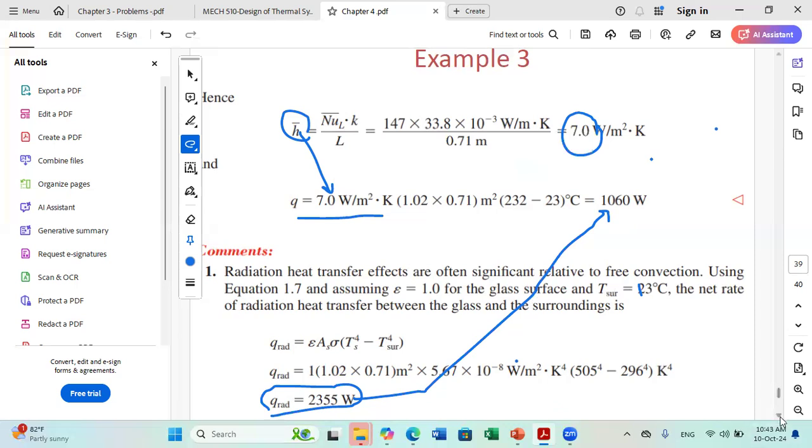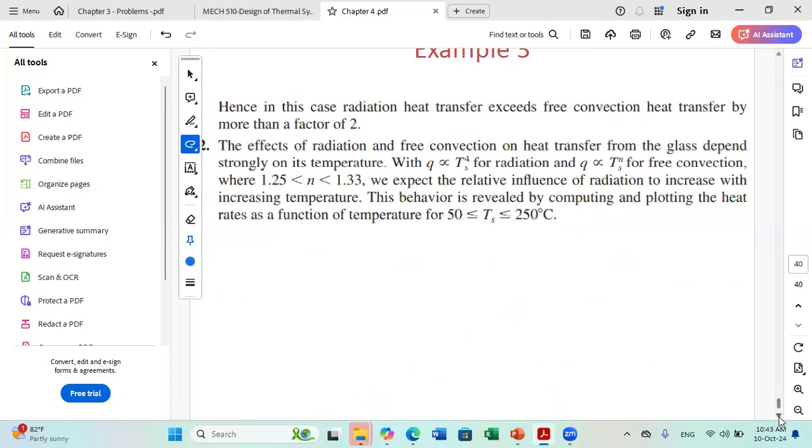Okay. Any question on this? So hence, in this case, radiation heat transfer exceeds free convection by more than a factor of 2. The effects of radiation and free convection on heat transfer from the glass depend a lot on its temperature. The higher the temperature of the glass, the more dominant radiation will be. Why? Because radiation is proportional to T surface to the power 4.